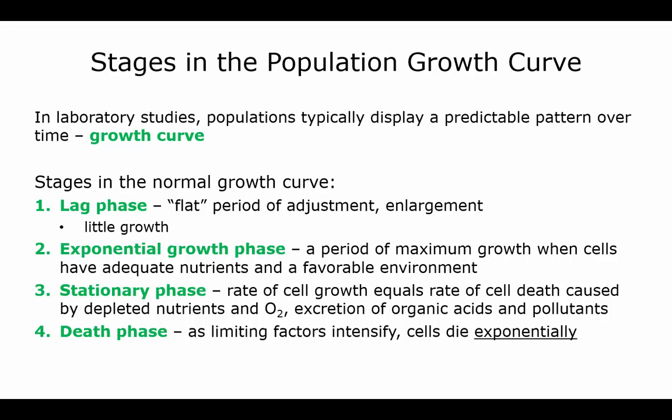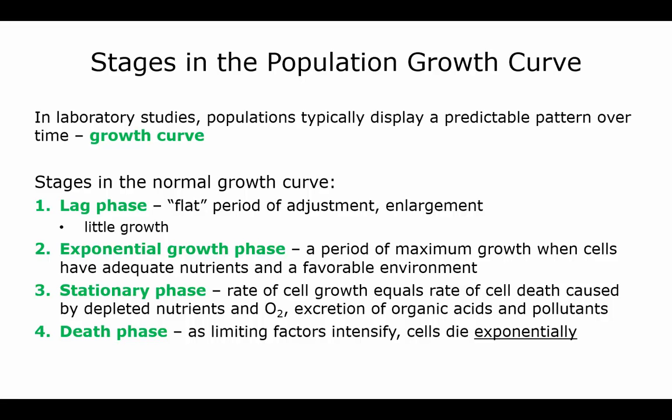Stationary phase, the rate of growth equals the rate of death, and that's because all that growth is depleting the nutrients and the oxygen, and they're also excreting some organic acids and pollutants. So it's a survival mode. The cells stop growing or they grow really slow.